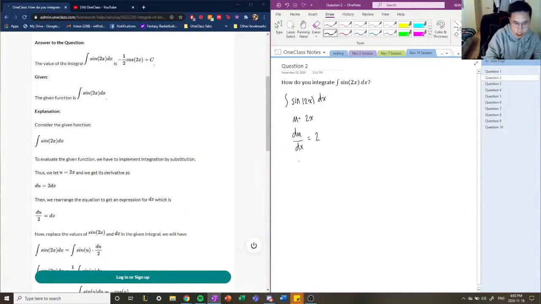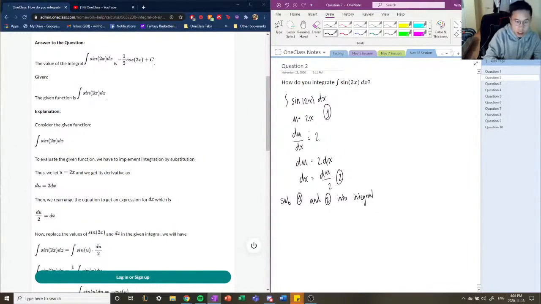Then we can treat these as different variables. So let's isolate for du. So du would equal 2 times dx. So we're going to isolate for dx too, which is du over 2. Okay, so we're going to use 1 and 2, and we're going to sub this into our integral.